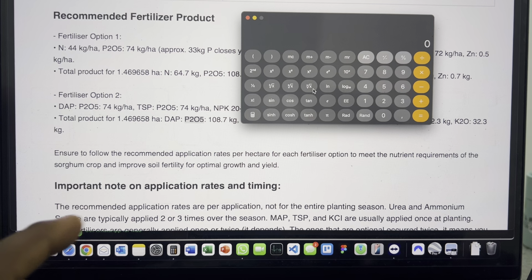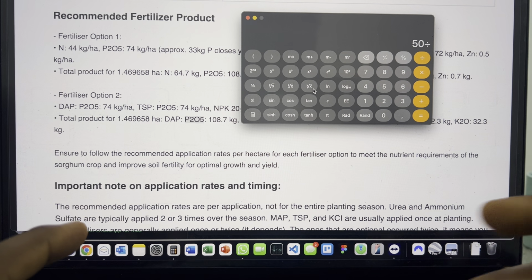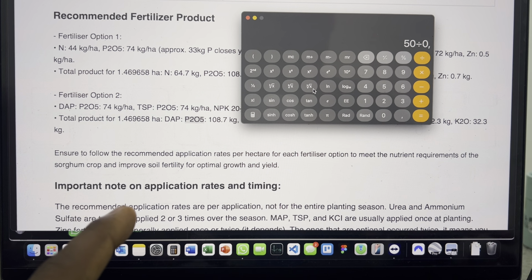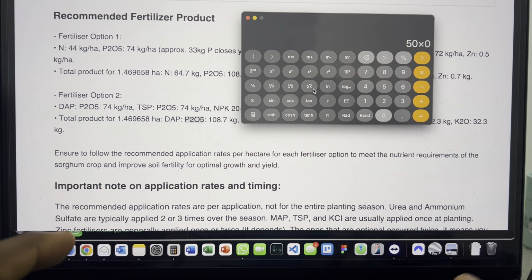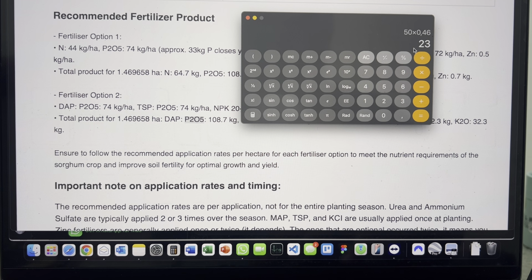Yeah, 46%. That means inside that 50 kilos, you only have 50 multiplied by 0.46, which is 46%. So for every 50 kilo of DAP, there is only 23 kilograms of phosphate inside. The rest are other materials, enrichments and all.